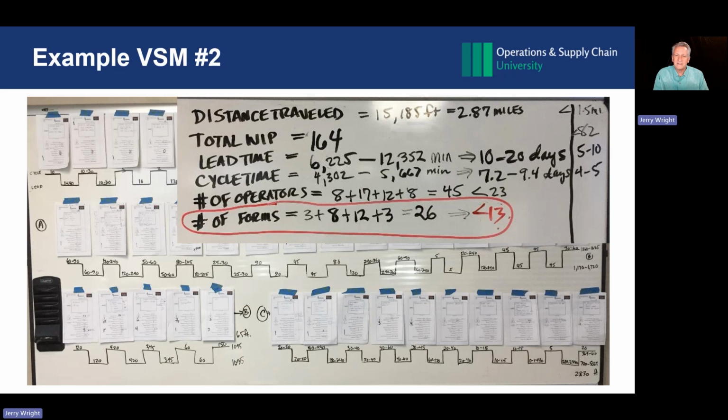Work in process, 164 units. Lead time, roughly 10 to 20 days. Cycle time, 7 to 9 days of working time. Number of operators, roughly 45. And then the number of forms was 26. Again, our goal was to try to cut all those in half.